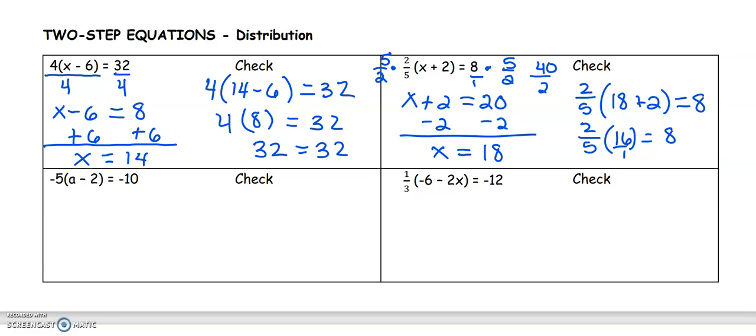Did you catch my mistake? I said 18 plus 2 is 16. I subtracted there. So double check your work. This should be a 20. 2 times 20 is 40. 5 times 1 is 5. 40 divided by 5 is 8. So that works out. Go ahead and pause your video and try the next two.